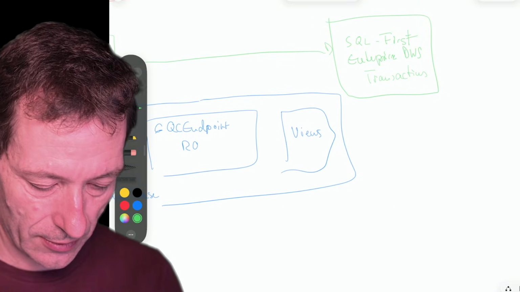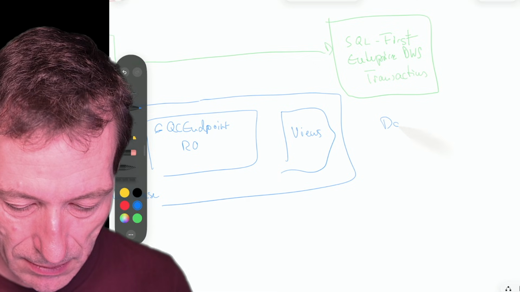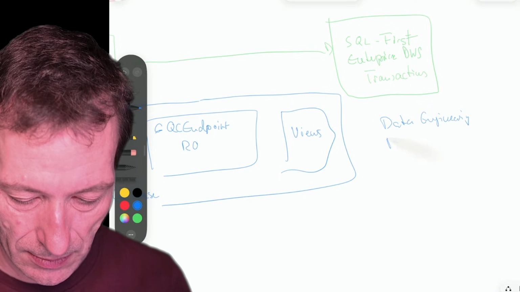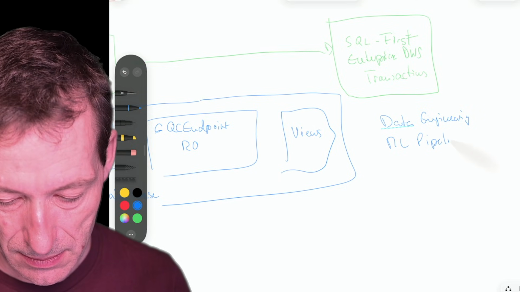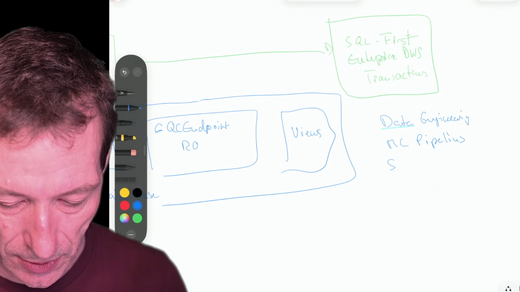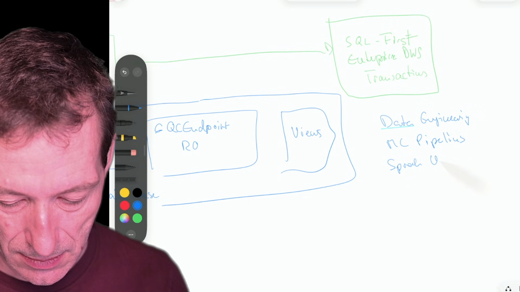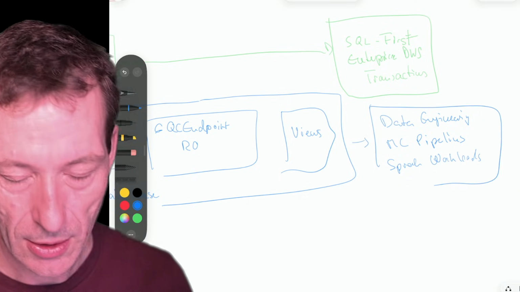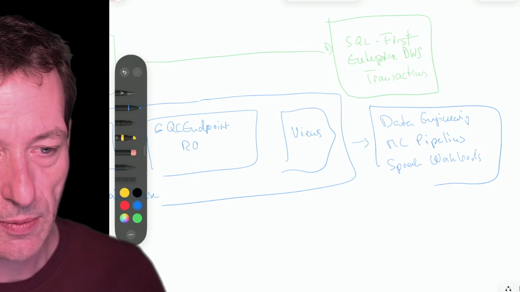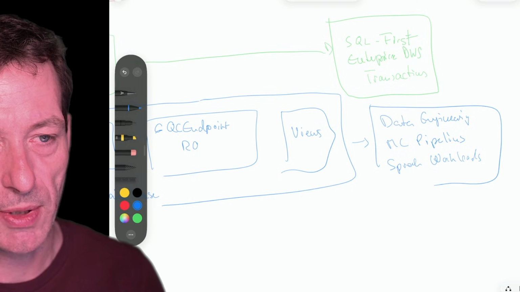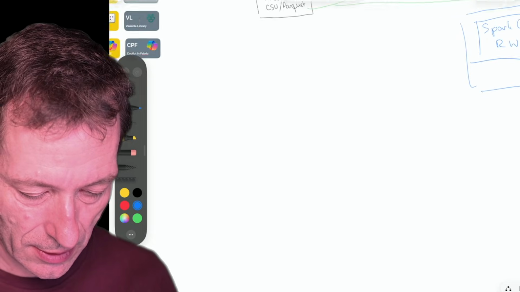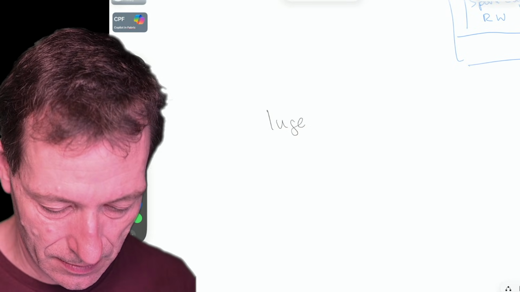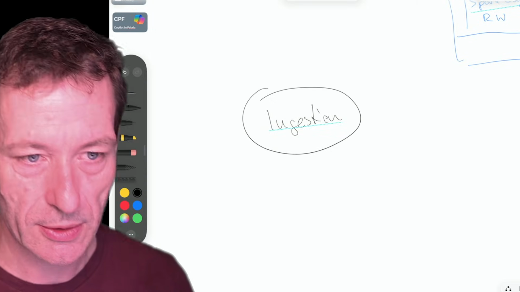Lakehouse is made for data engineering. It's made for machine learning pipelines. And it's made for Spark workloads. So that's the main purpose of the Lakehouse. And that's why in typical data ingestion patterns, where we should go a little bit more into detail now, let's talk about data ingestion.